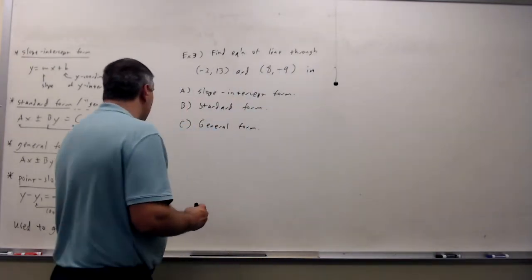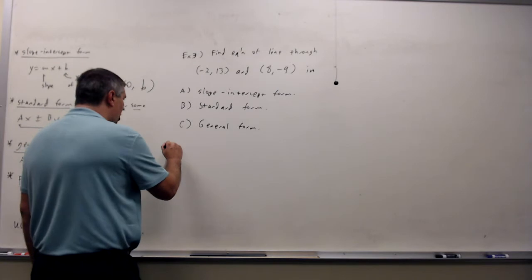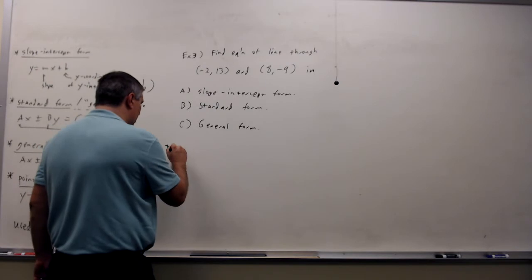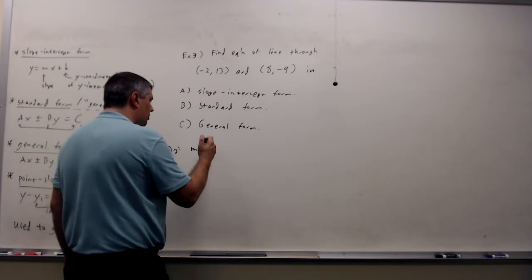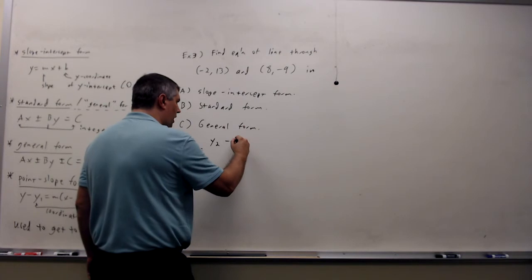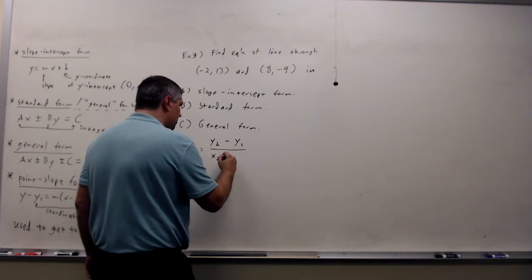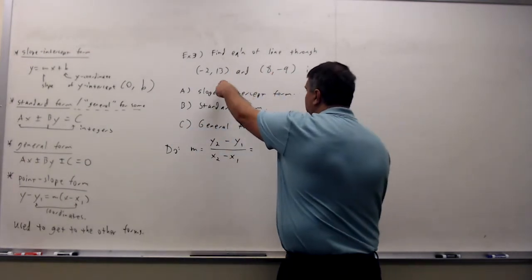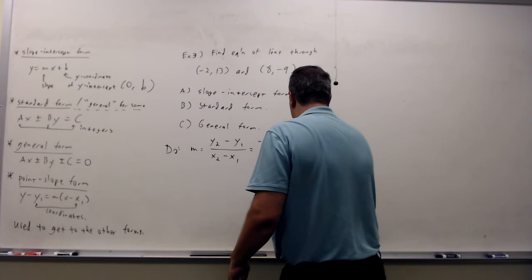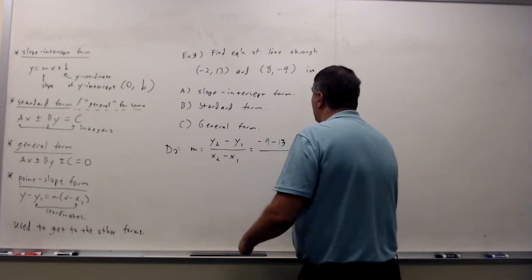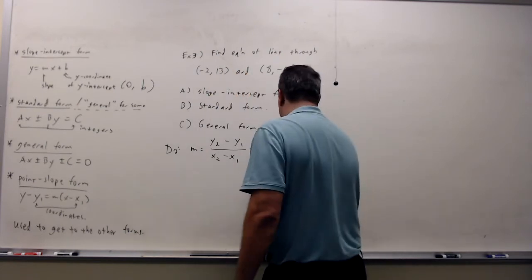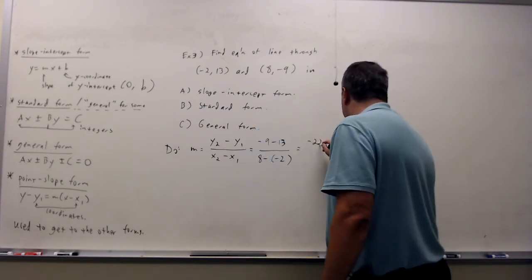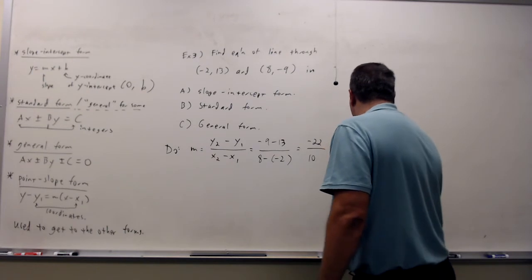Okay, so before we can get to these, we need to do this. We've got to find the slope. Y sub 2 minus y sub 1 over x sub 2 minus x sub 1. So -9 minus 13 over 8 minus -2. That gives me -22 over 10, which reduces to -11/5.